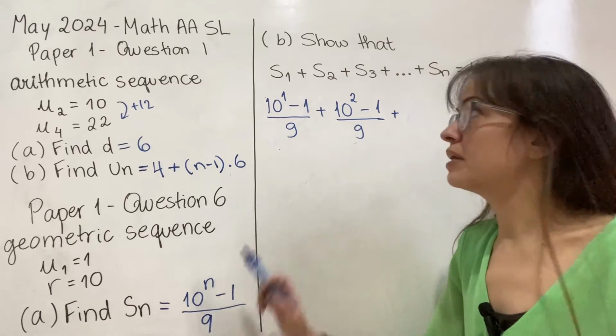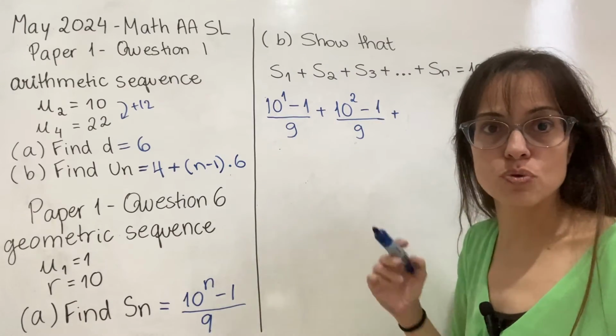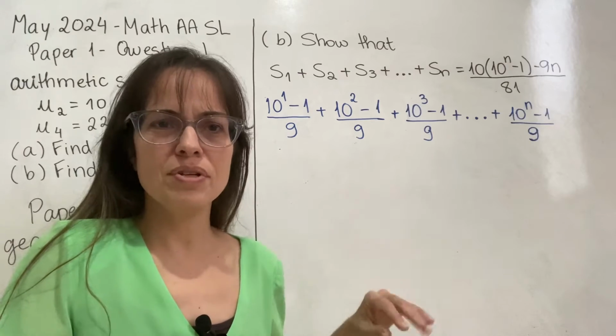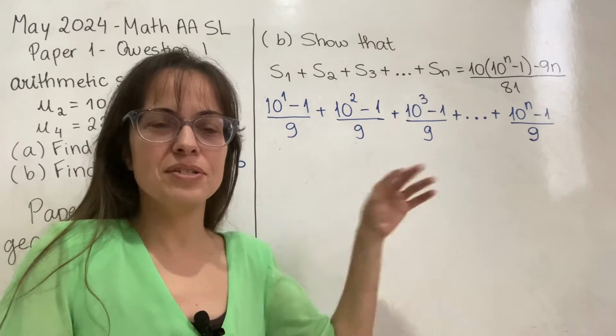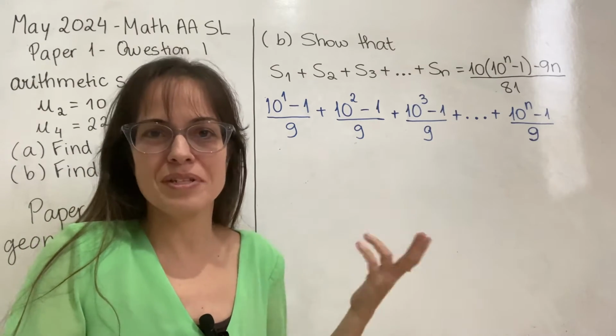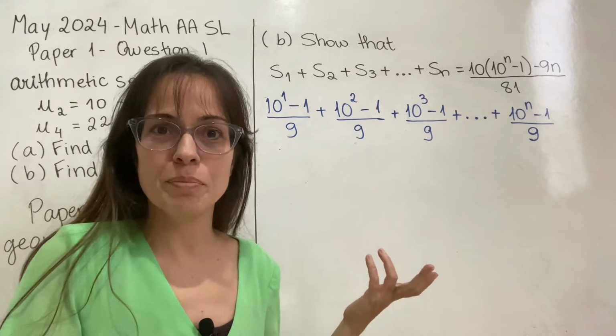So that's why it's looking like 10 to the power of 1, 10 to the power of 2, and so on. Now, even if you don't do anything else in this question, I think it's still a good idea to do this because it looks like you're doing correct things and you might get a mark for it.